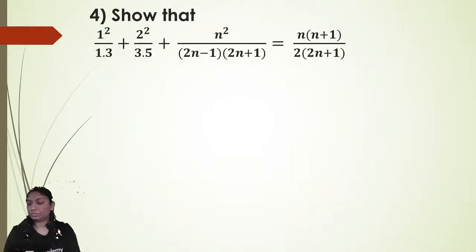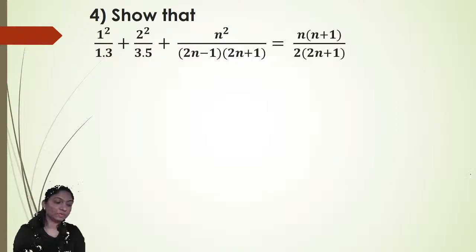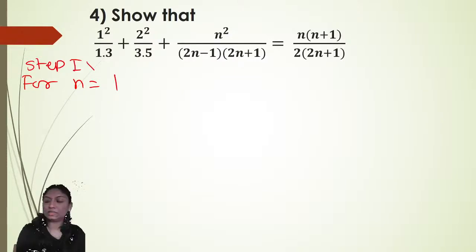Now show that 1 square upon 1 into 3 plus 2 square upon 3 into 5 and so on, plus n square upon (2n minus 1)(2n plus 1), equals n into (n plus 1) upon 2 into (2n plus 1). Exactly similarly, we have to do this. Step 1: for n is equal to 1, we can prove it.